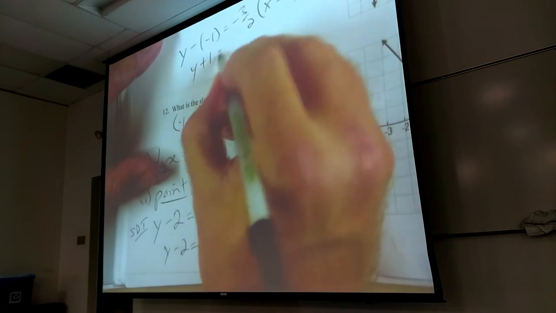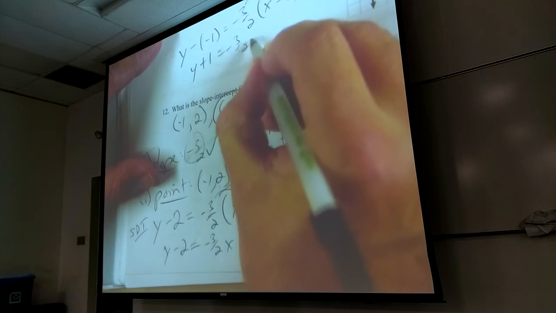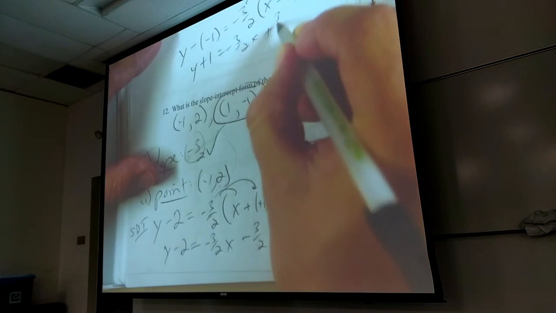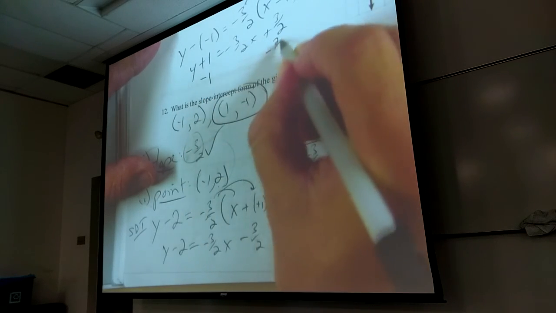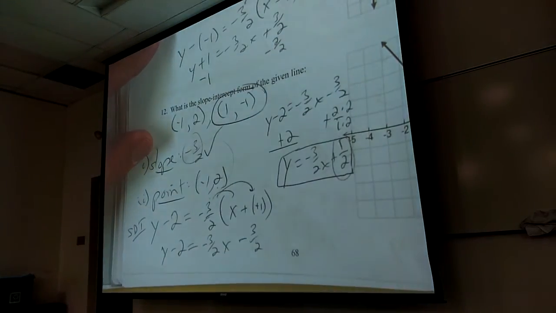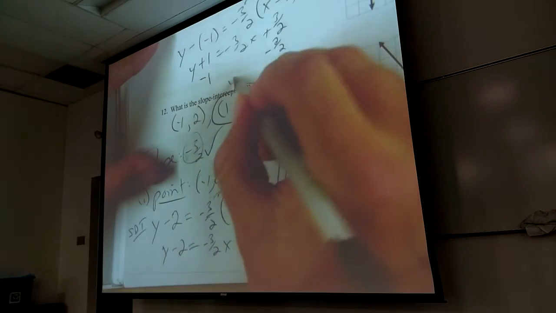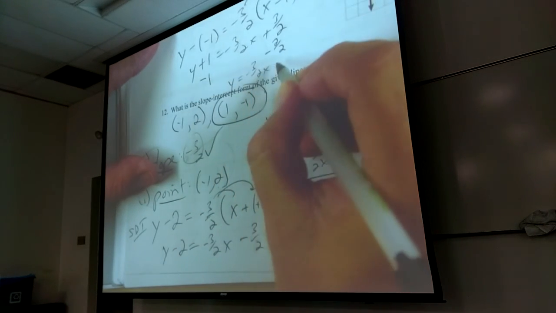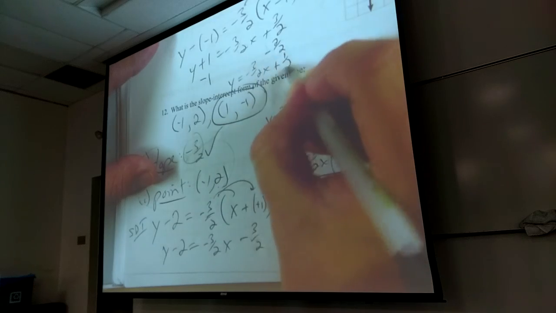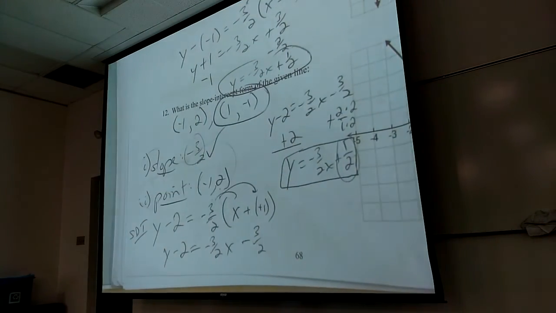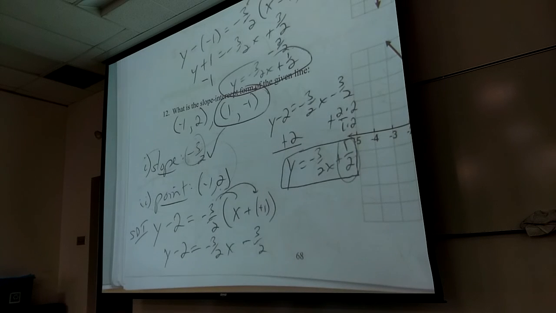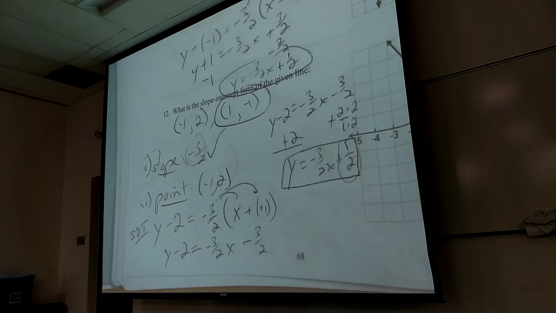So you go y plus 1 equals negative 3 halves x plus 3 halves. And then I have to do what? Minus 1. 1 is 2 over 2. Let me just cut to the chase. So you get y equals negative 3 halves x plus 1 half. The same equation we got down there. So it doesn't matter which point you pick. You just need a point. If they give you multiple points, just pick your favorite one. Don't let the other point know.